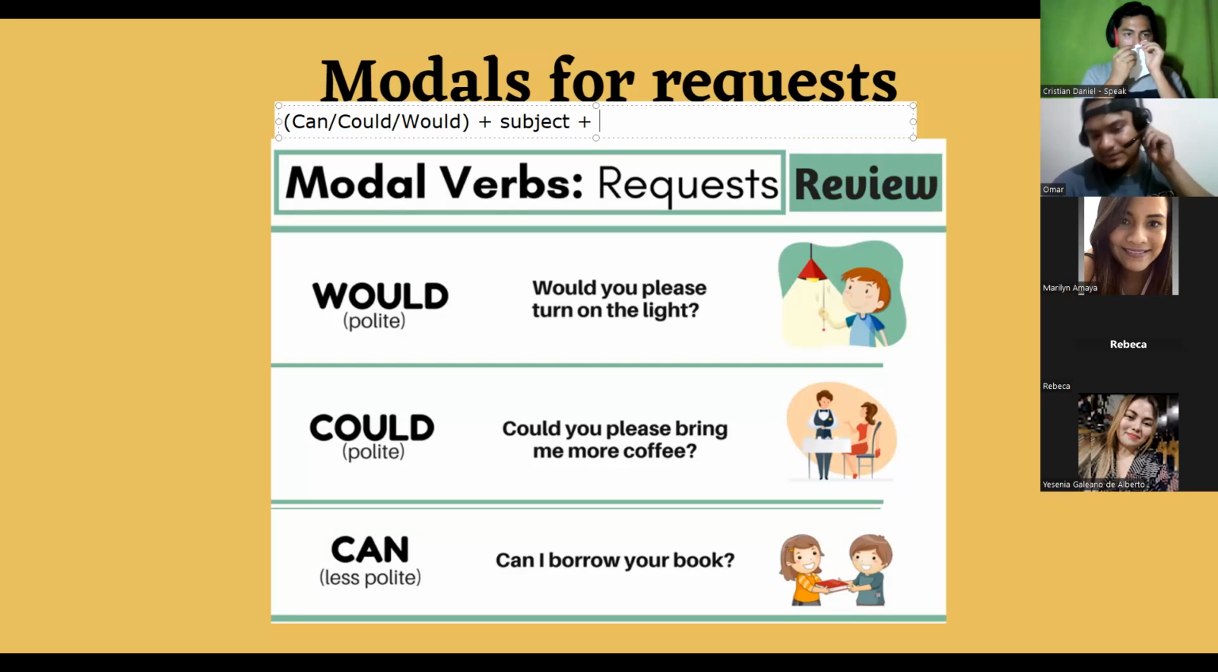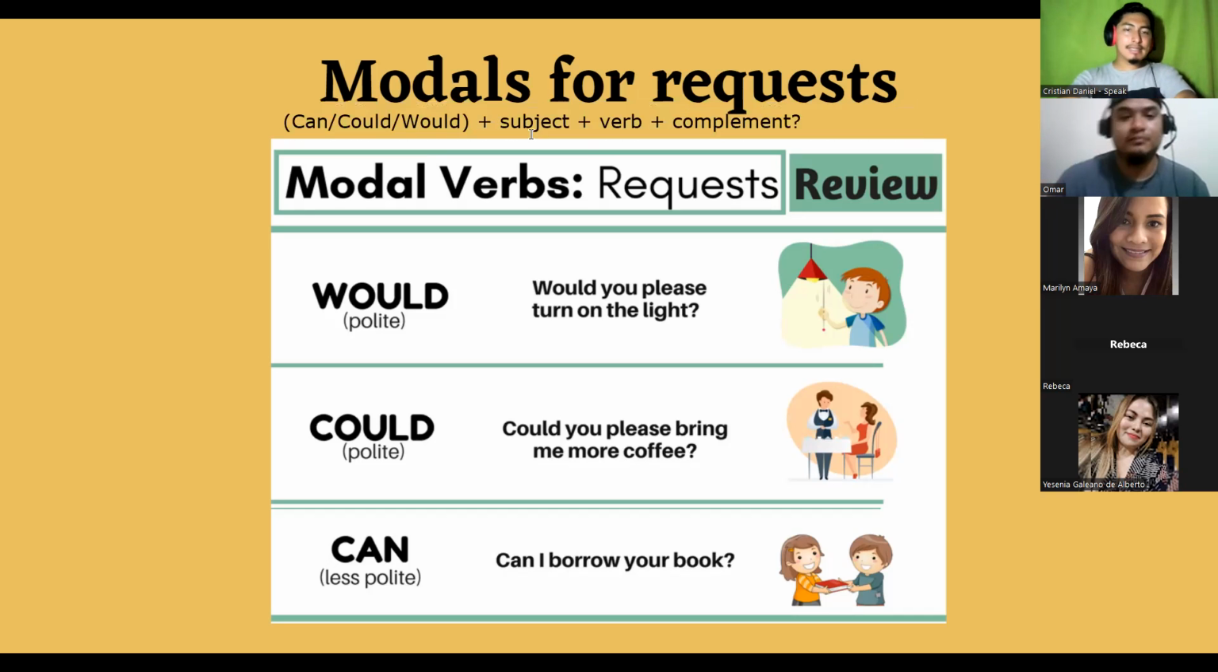The complement. And what is the verb? Oh, yeah. The verb between the subject and the complement. Yeah, it's between the subject and the complement. And after the complement, you know, the question mark. Yeah, we use the question mark, as you can see in the examples.